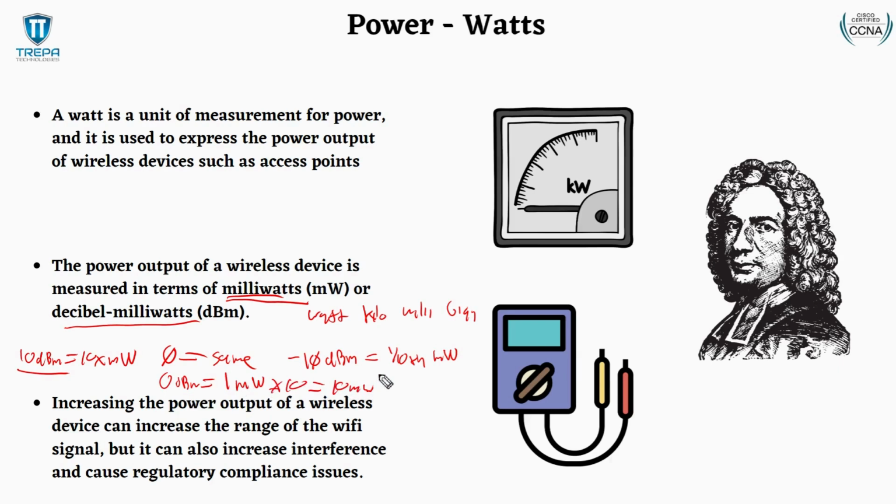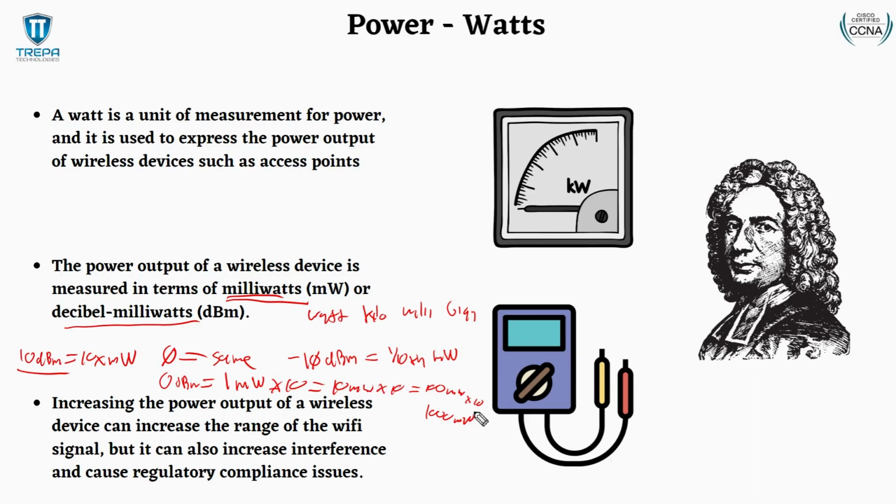It's 10x. So if we say we need 30 dBm of signal strength, that actually means we start at 0 dBm, which equals 1 milliwatt. Then 1 times 10 times 10 equals 100 milliwatts. And then times 10 again is going to be 1,000 milliwatts. That's what the dBm means.